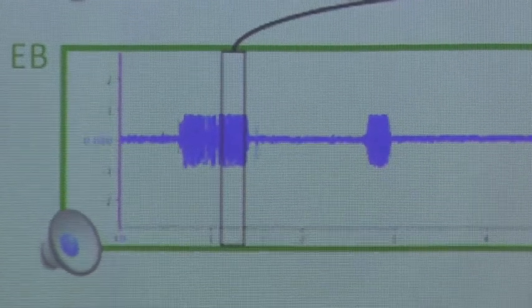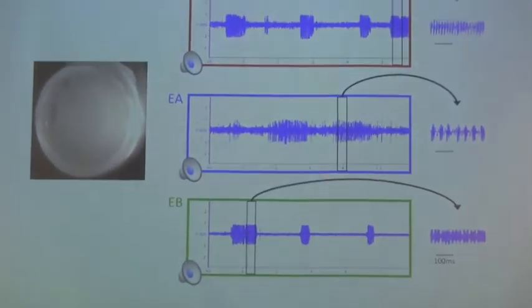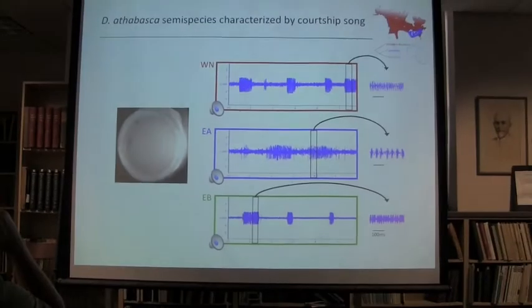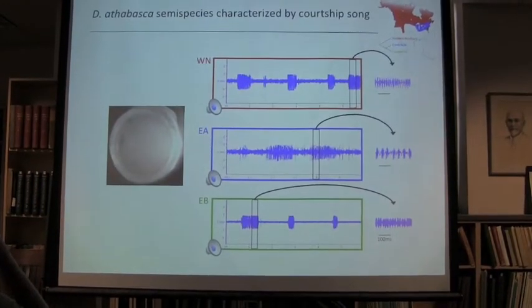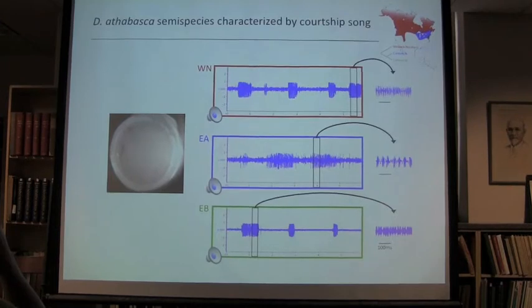So these definitely sound very distinct. And you can see also when you zoom in, the E2A has this very different pulse structure to its song.